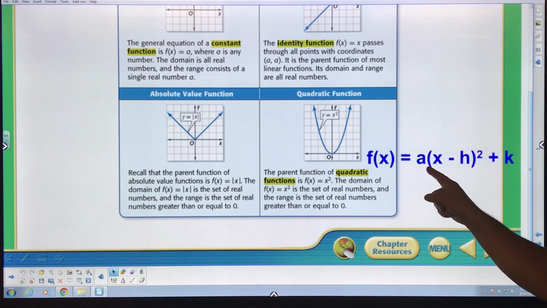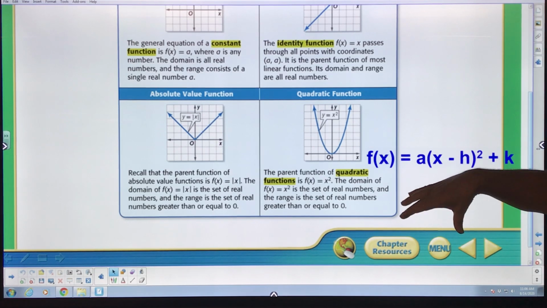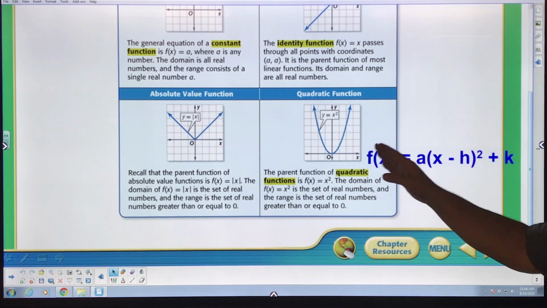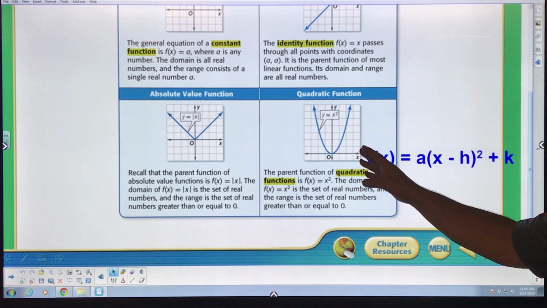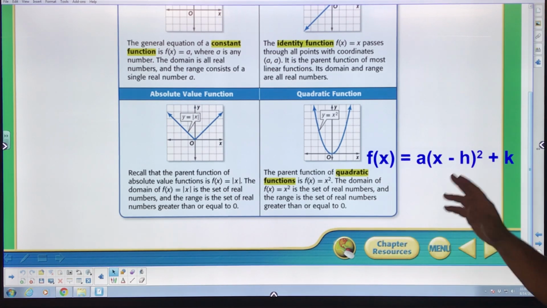You also see the A, and as we mentioned before, if it's positive, it opens up. If A was negative, it opens down. And so this is the parent, this is what the parent looks like. This is like normal, and then the kids come along and the crazy starts.